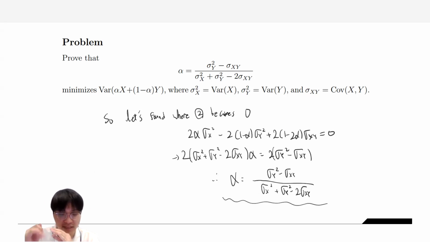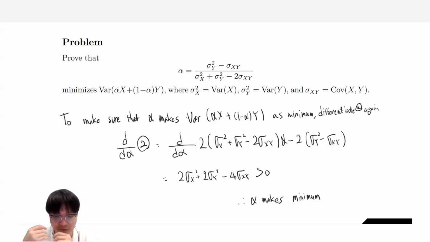So it means this value will make the variance a minimum, but it could also make the variance a maximum. So we have to find out whether this alpha value makes the variance of alpha x plus 1 minus alpha y a minimum. So we have to differentiate f prime of alpha again, and we have to find out whether this is bigger than 0 or less than 0.